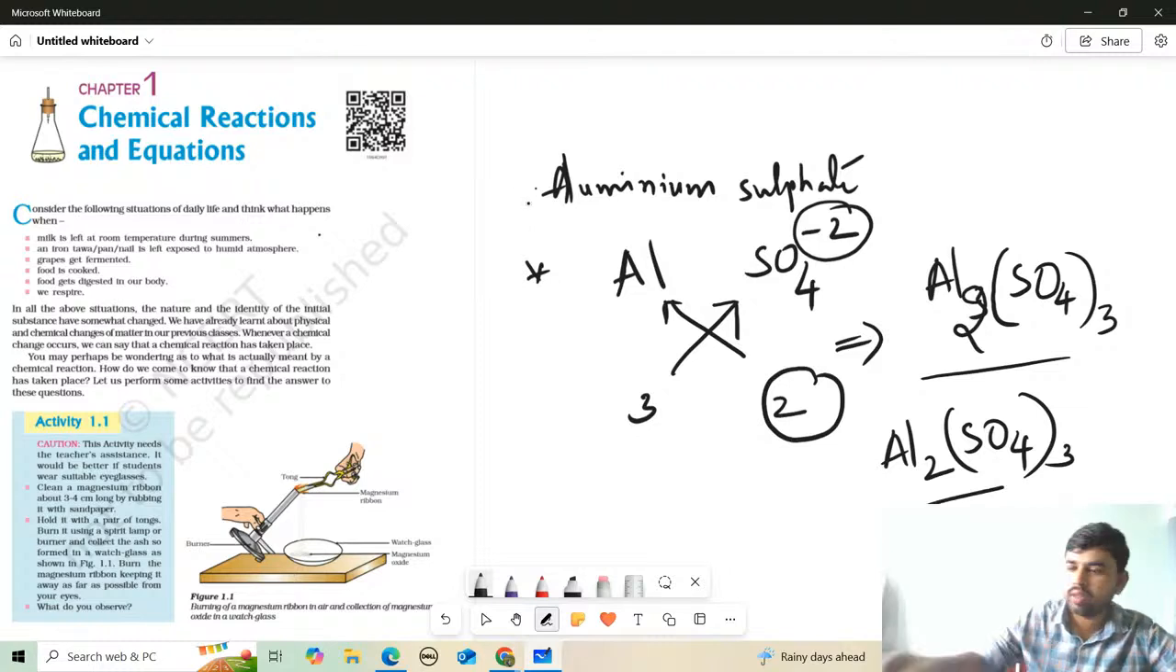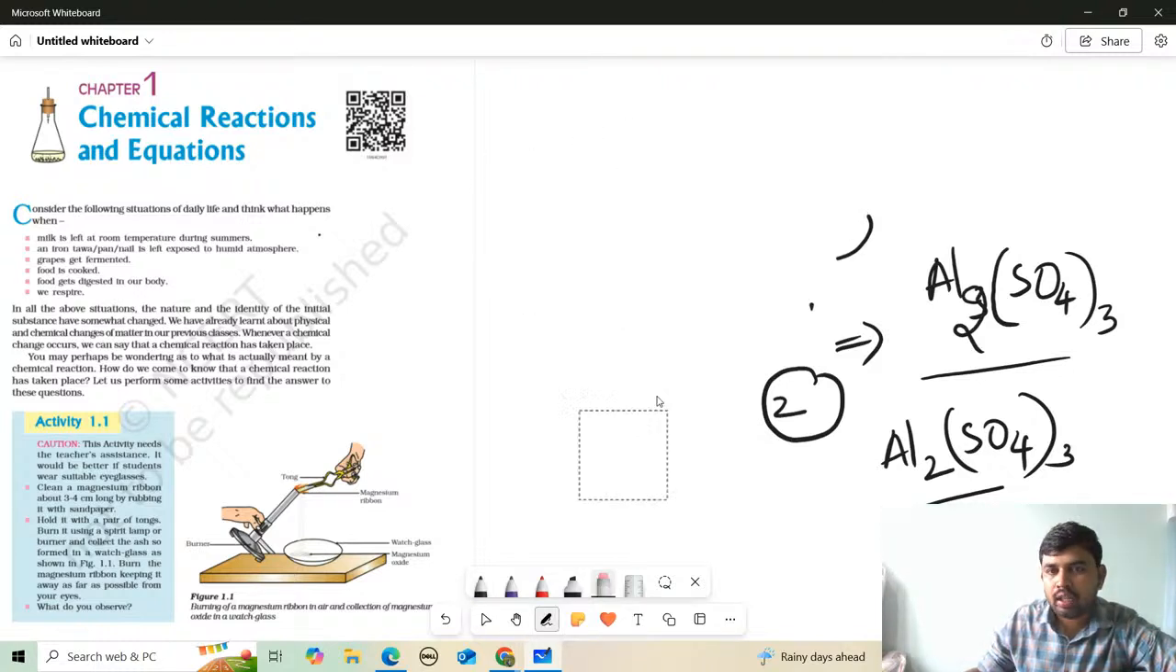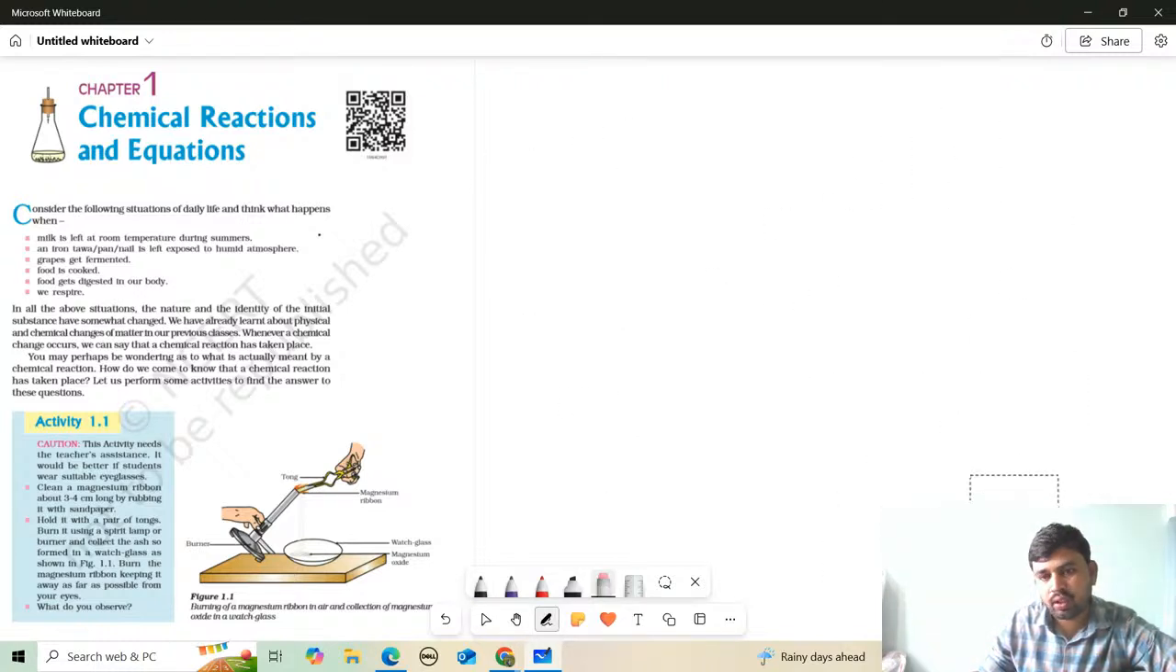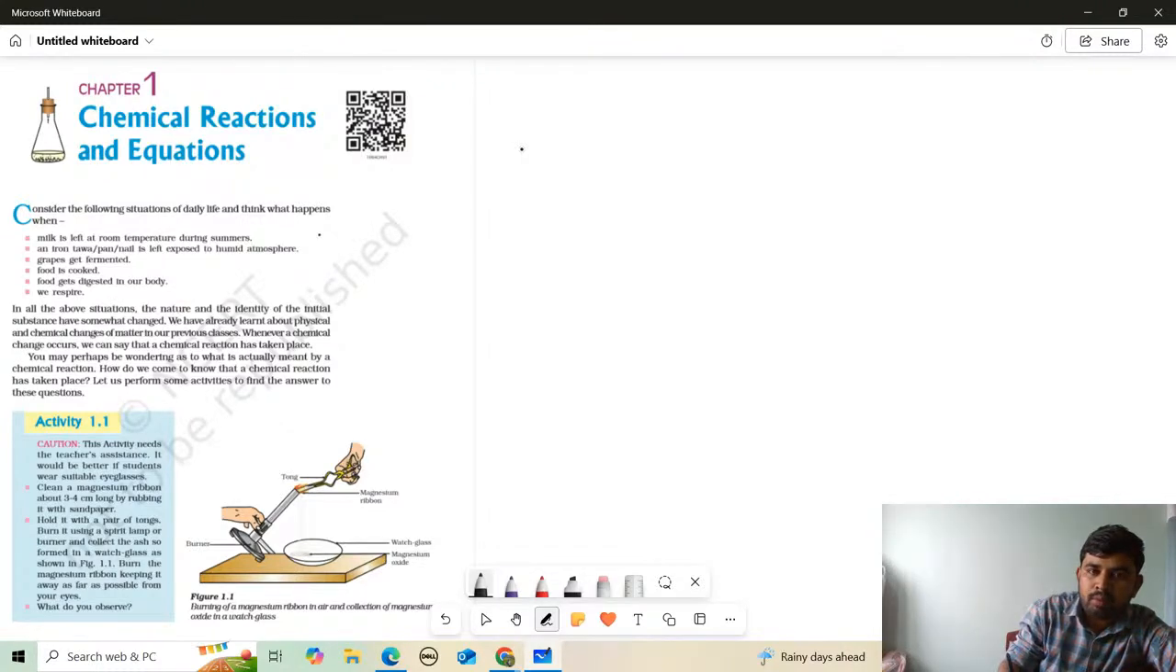This is the way we discussed in the last video about chemical formulas. In this chapter, why you should know this: certain questions give the chemical names, and in that we write the balanced equation. If you don't know the way of writing formulas, it is very difficult for you. So in this chapter, the first main thing you should know is what you mean by chemical change.